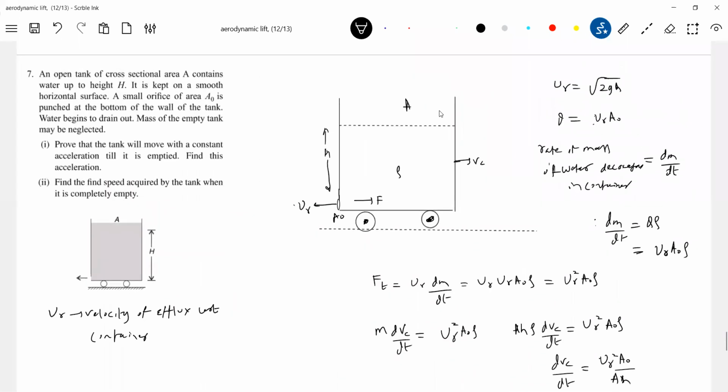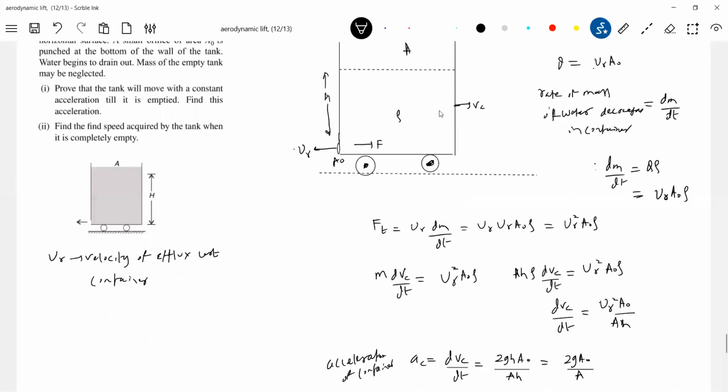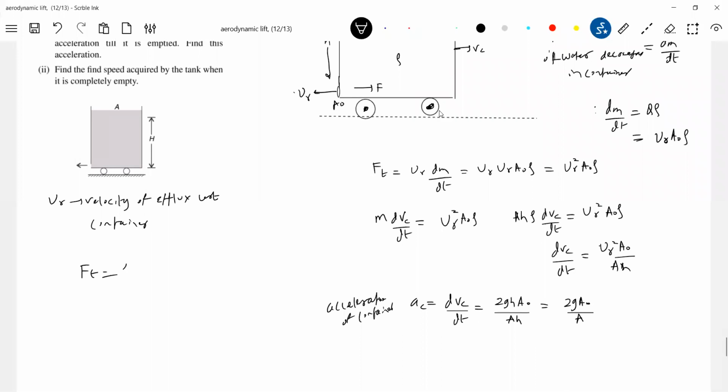I think for the thrust force, you need not do this much. Directly, what happens? Thrust force, what you can write: rho A naught UR square, rho A V square. Already we derived it. Then this thrust force only will accelerate it, m into rate of change of velocity of container. So if you're getting confusion, simple: rho A naught UR square. Finish. The thrust force only will accelerate it, m into dVc by dt.